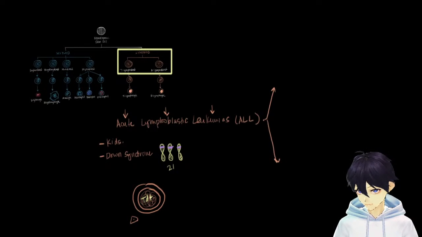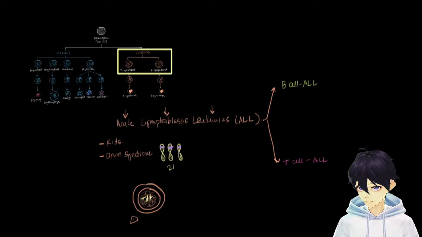So moving on, since there are two different types of lymphoblasts, you'd think that there would be two different types of ALL. And there are two different types of ALL. The first one is called B cell ALL, and the second type is called T cell ALL. And we're first going to talk about the B cell ALL, so that's this guy over here.